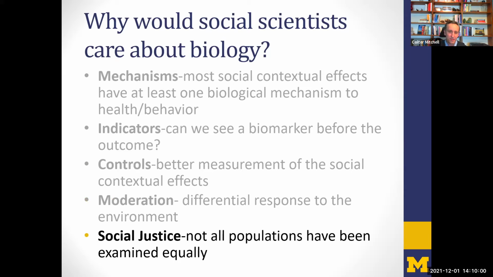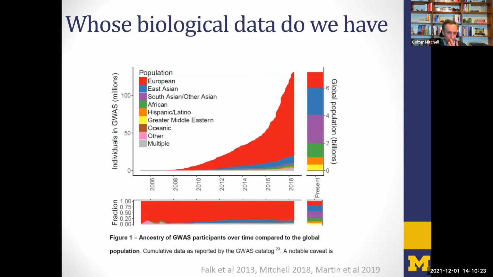And then there's also this other component that a lot of people are interested in, which is, again, not all populations are equally represented in medical research and genetic research and biological research in general. And in order to improve our understanding of biology and medicine, we need to have more generalizable results. To give you a sense of what I'm talking about, whose biological data do we have?